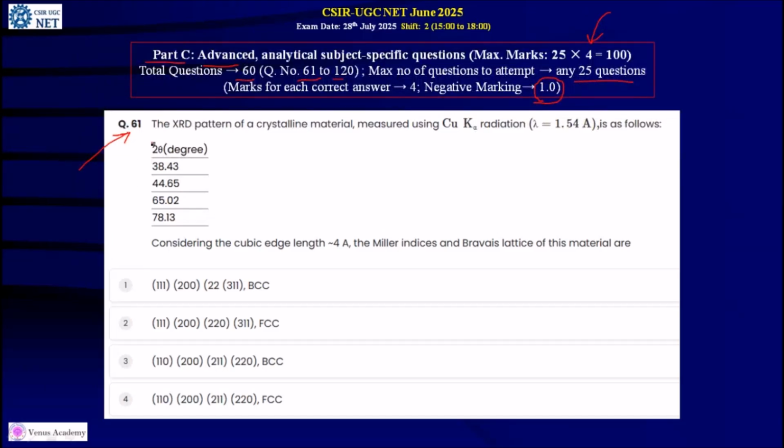Part C, question number 61. The XRD pattern of a crystalline material measured using copper K alpha radiation, lambda equal to 1.54 angstroms, is as follows: 2 theta degrees, 38.43, 44.65, 65.02, 78.13. Considering the cubic edge length, that is around 4 angstroms, the Miller indices and Bravais lattice of the material are... Option number 2 is the correct option, students.